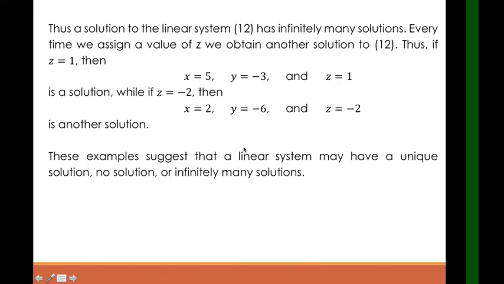Let's continue. So, this is the solution for the linear system 12 has infinitely many solutions. Every time we assign a value to z, we obtain another solution to 12. That's true, no? Thus, if z is equal to 1, then x is equal to 5, y is equal to negative 3, and z is equal to 1. If z is equal to negative 2, then x is equal to negative 2, y is equal to negative 6, and z is equal to negative 2 is another solution. This example suggests that a linear system may have a unique solution, no solution, or pwede siyang magkaroon ng infinitely many solutions. Did you get what I'm talking about here?